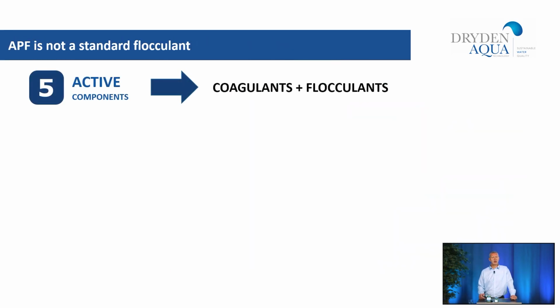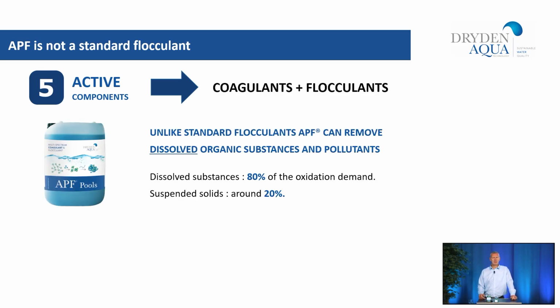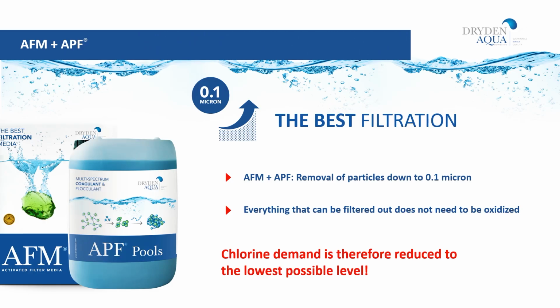APF is not just a standard PAC flocculant. This has got 5 active components, coagulants and flocculants, and it's there really to remove dissolved pollutants that we need to pull out of solution into larger particles that we can then capture in the filter. And this is again reducing the oxidation demand, reducing the chlorine demand in the pool. So with AFM and APF, removal of particles down to 1 micron. Everything that can be filtered out does not then need to be oxidized.